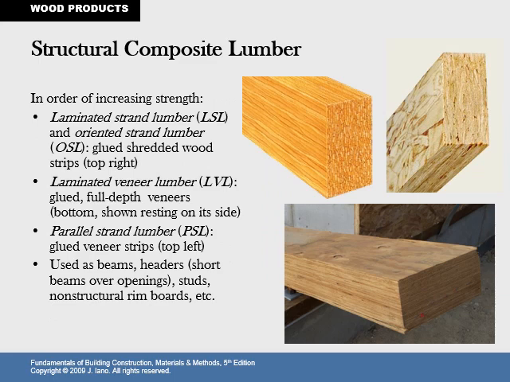Now we get to take a look at the sections, or at least what they might look like. In order of increasing strength, there's LSL, the laminated strand lumber, and oriented strand lumber, the OSL, glued shredded wood strips at the top right. So you can see these flakes. You can actually more or less examine all the flakes, and you can even see the glue that's been used to keep this combination together. Kind of like matching pulp and then gluing it to make it one unit.